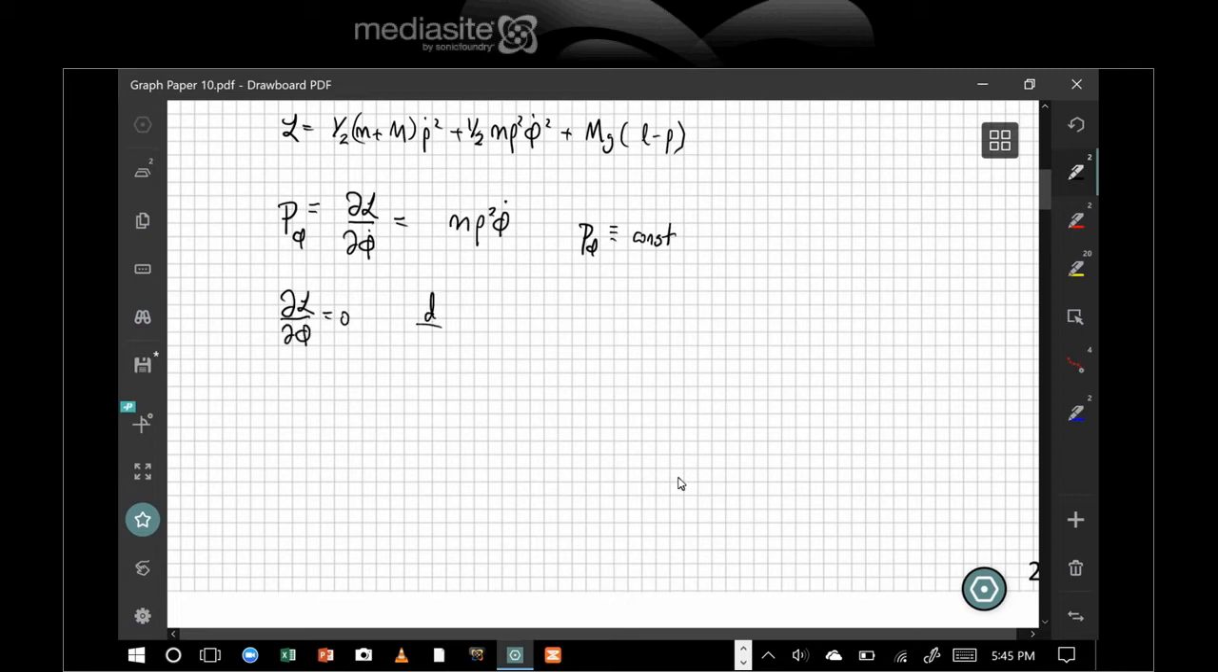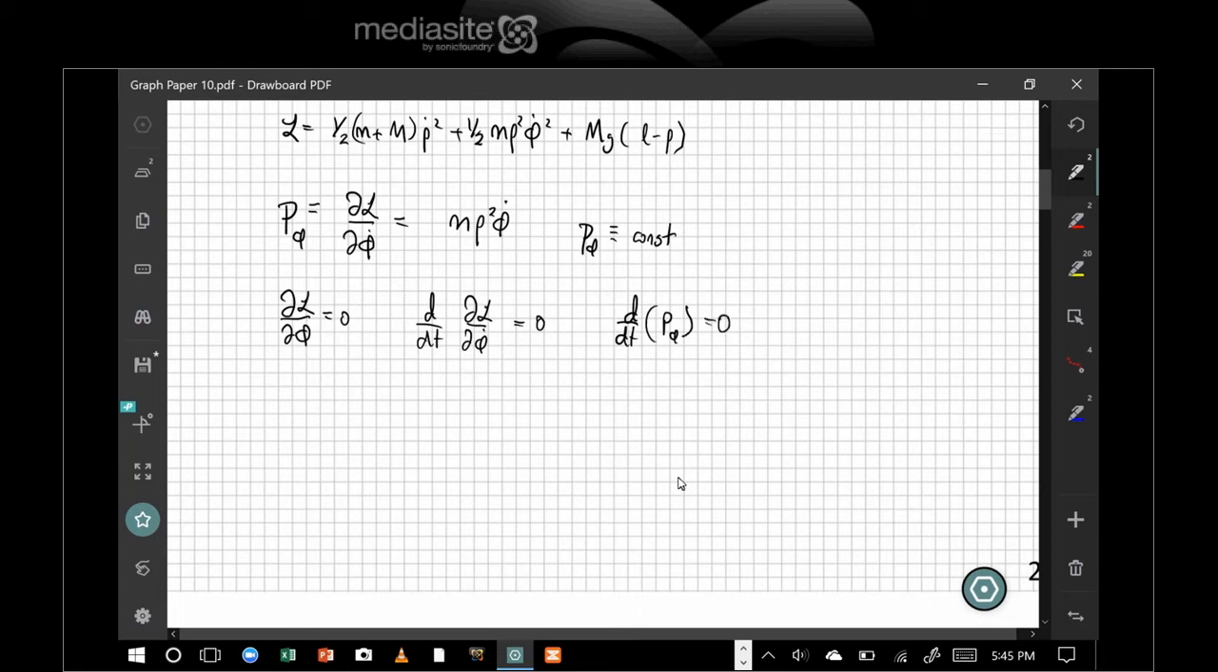That must mean that d/dt from the Lagrange equation is equal to 0. That must mean that the rate of change of that, or well, actually, let me write it this way, is that d/dt of p_phi is equal to 0. So that's where that comes from.